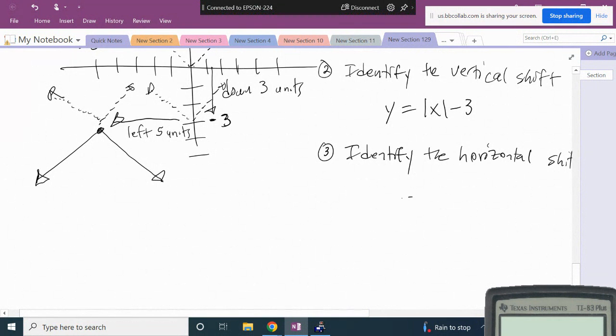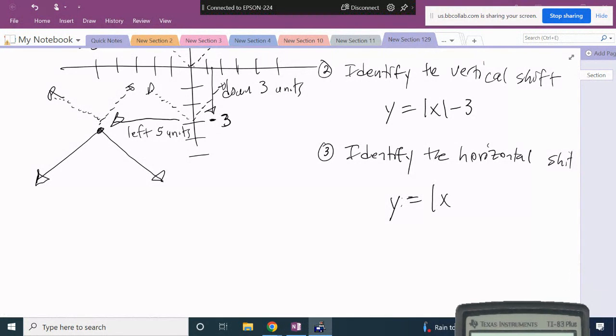So we have y is equal to the absolute value of x plus 5 minus 3. So that shifts it down 3 units and 5 units to the left.